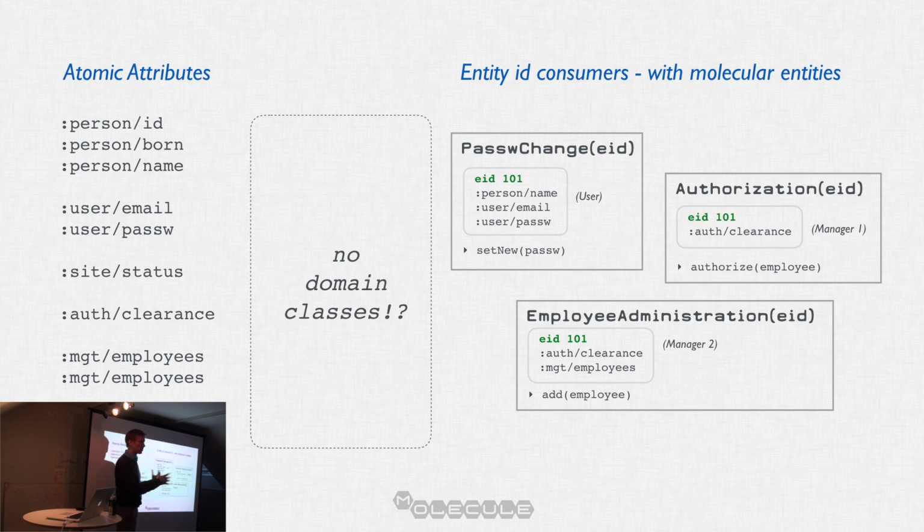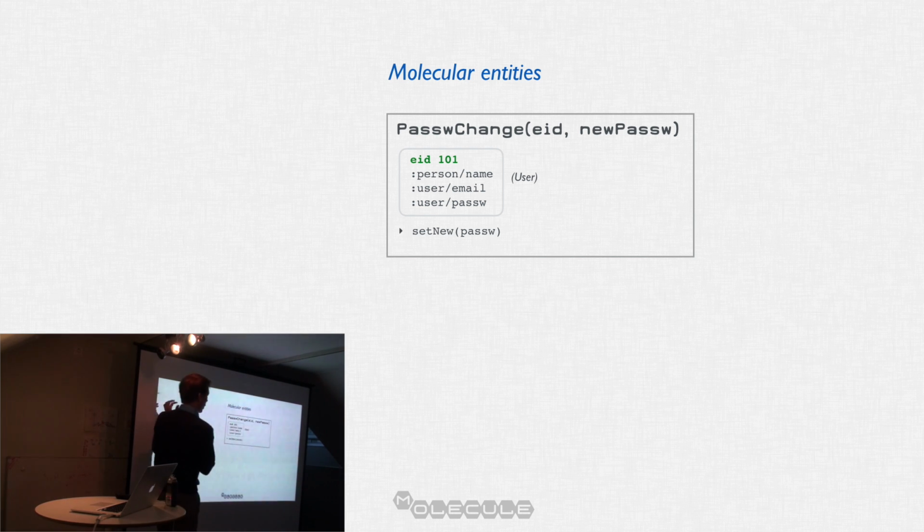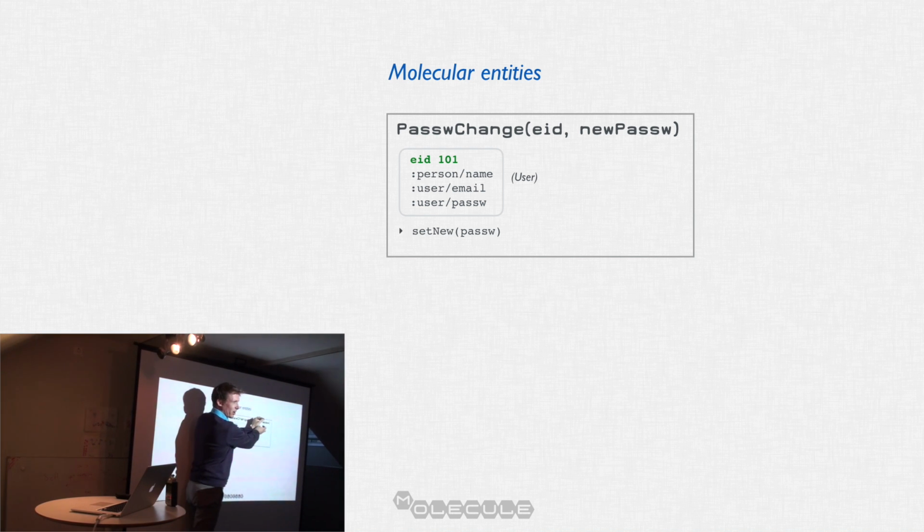It's how the properties are dealt with. So, if we imagine a password change, we could imagine that we get a person object that has been populated with some data about that person, passed into some process of changing the password. We just pass the entity ID.